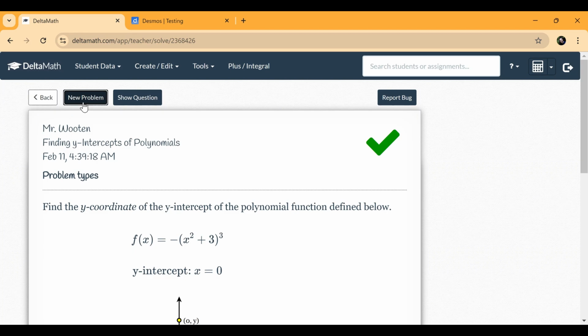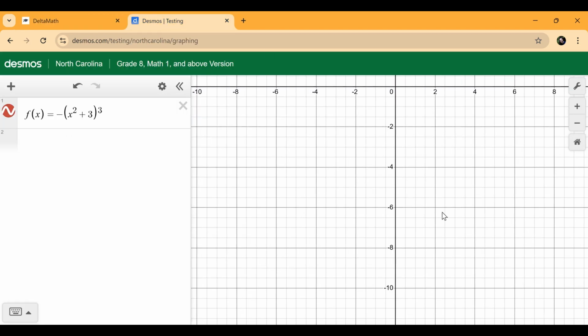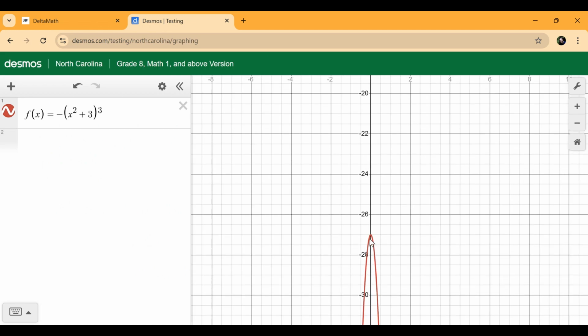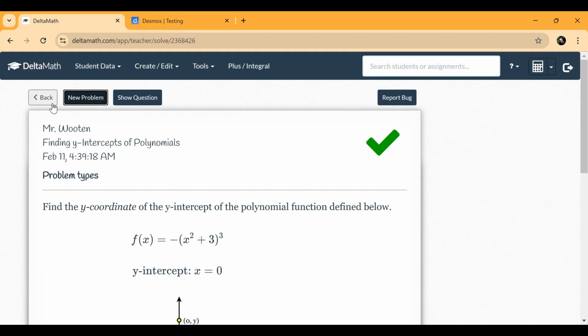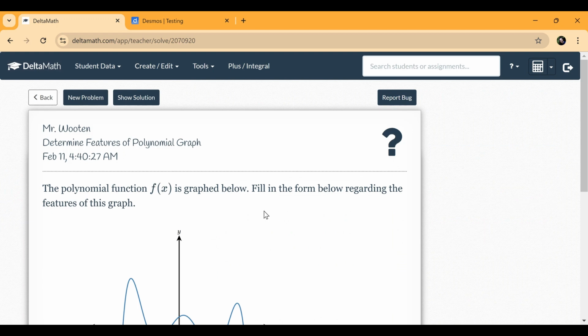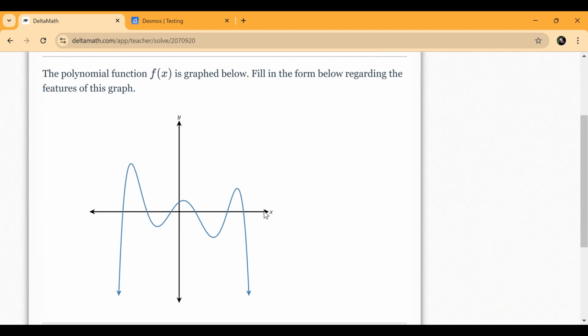Perfect. So that's how we go about finding the y-intercept, both by hand, plugging in 0 for x, or plugging in the equation and then looking at Desmos and identifying where that y-intercept would be, where it crosses the y-axis. So that's your first type of problems. Your second problem set deals with determining features of polynomial graphs. So in this example here, the polynomial function f of x is graphed below. It's asking you to fill in the form below regarding the features of this graph.